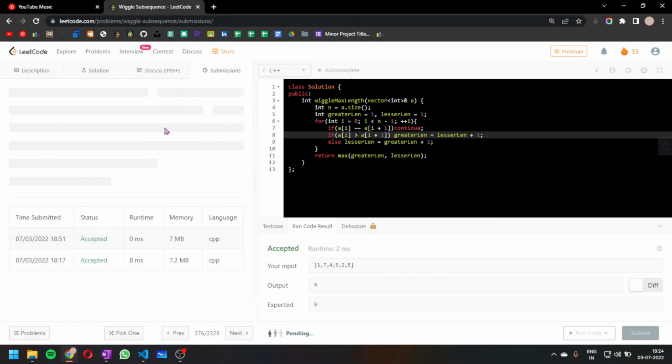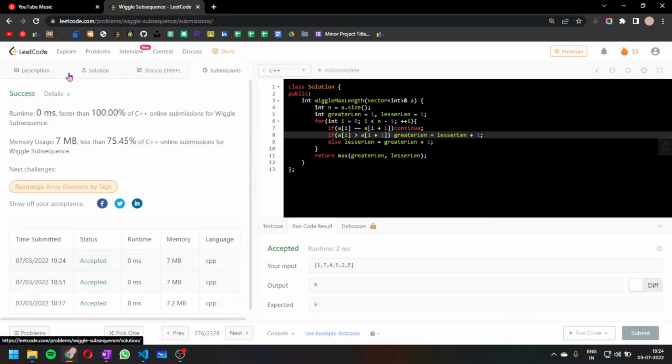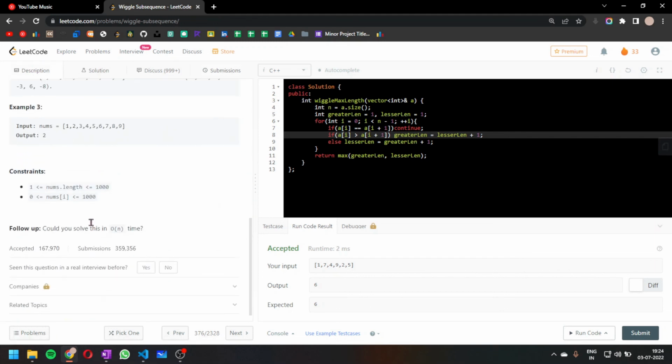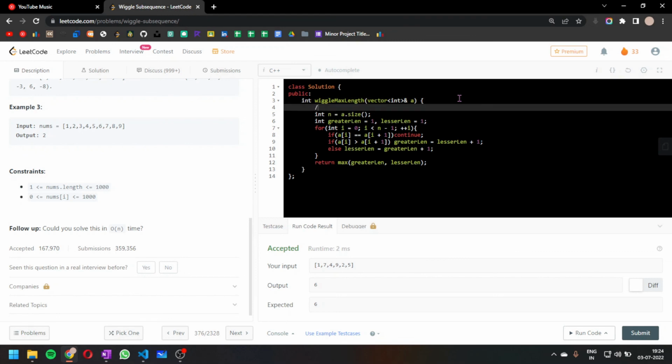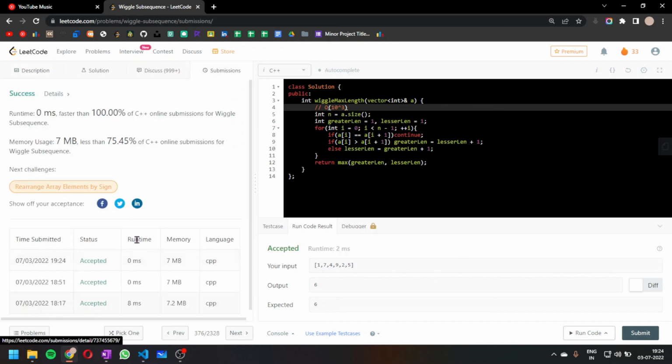If we just try to submit it, you can see that we are doing it in 0 milliseconds with a 100% score. The thing is that in this question our constraint on length was only 10 to the power 3. So our time complexity is big O of 10 to the power 3. This is a very small time complexity, that's why we are getting 0 ms.